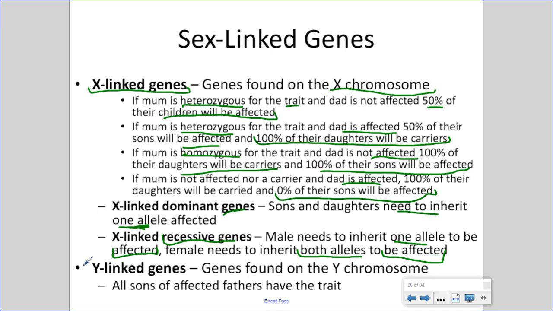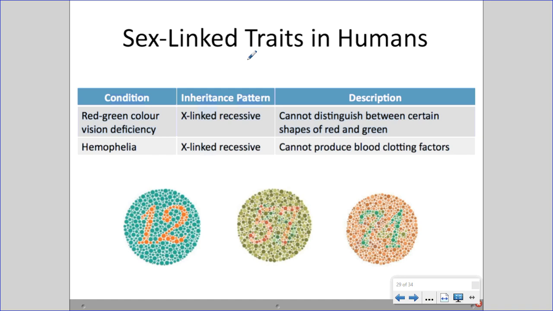Of course, there can be genetic diseases due to Y-linked genes. These Y-linked genes are genes found on the Y chromosome. Basically, if a father has an affected Y-linked gene, then all the sons of that affected father will have that trait as well. Looking at some sex-linked traits in humans, there are a few conditions as we discussed: red-green color blindness and hemophilia. Both are due to X-linked recessive genes.